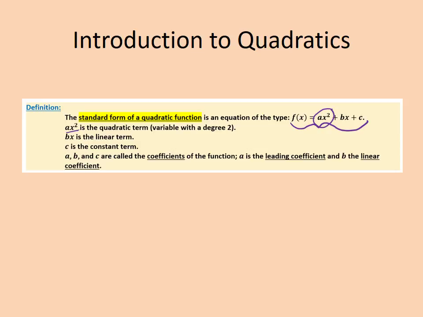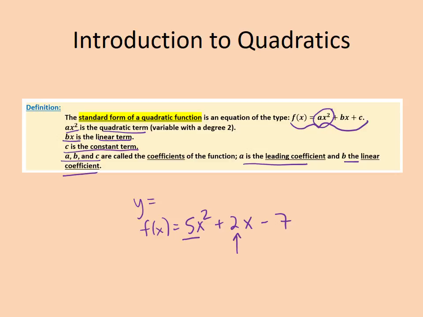The standard form of a quadratic equation is f of x equals ax squared plus bx plus c. Ax squared is the quadratic term, bx is the linear term, and c is the constant term. A, b, and c are called coefficients. A is the leading coefficient, and b is the linear coefficient. If we have the quadratic y equals, or f of x equals 5x squared plus 2x minus 7, 5 would be the leading coefficient, 2 would be the linear coefficient, and negative 7 would be the constant term.